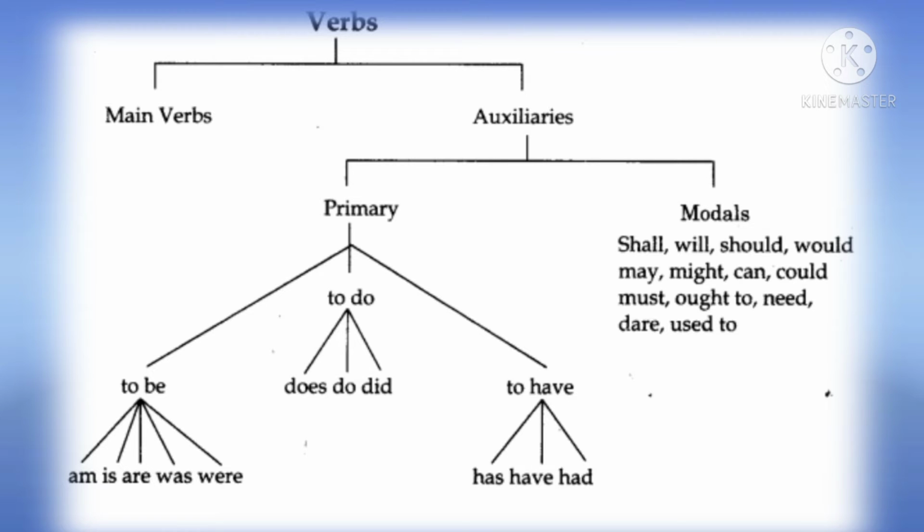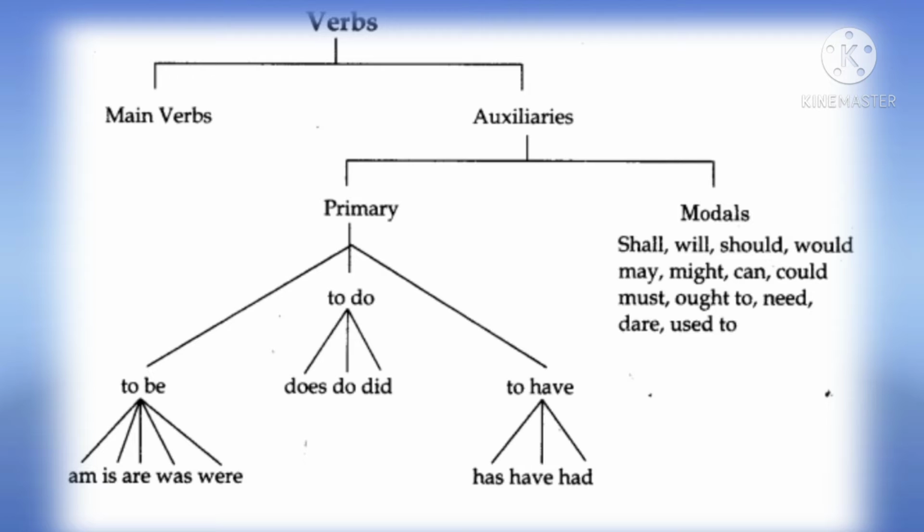Now look at this diagram, children. Here we can see verbs and its kinds. Two kinds: main verbs and auxiliaries. Auxiliaries are again classified into two: primary and modals. In primary, there are to do, to be, to have. In to do, does, do, did are auxiliary verbs.